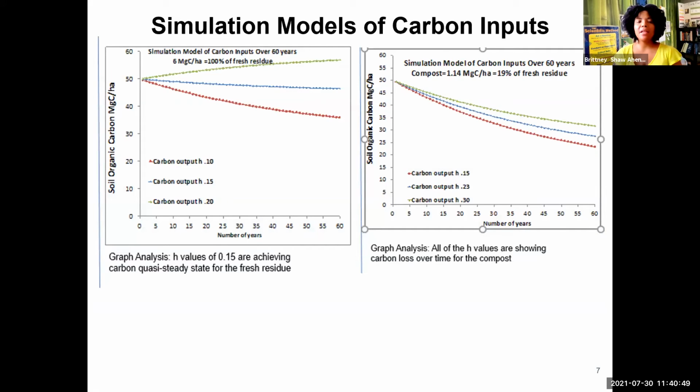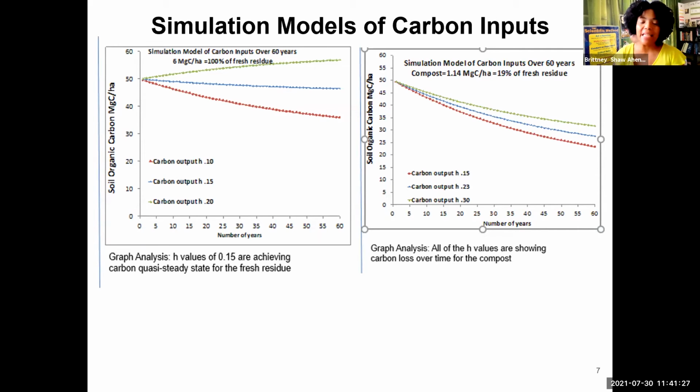Okay, so looking at the simulation models and some of the trends and results, you have the H values for the 100% fresh residue ranging from 0.10 to 0.20. And then in the second graph, you have the carbon inputs for the composting. For the first graph, it shows that you have these carbon steady states being achieved at about 0.15.